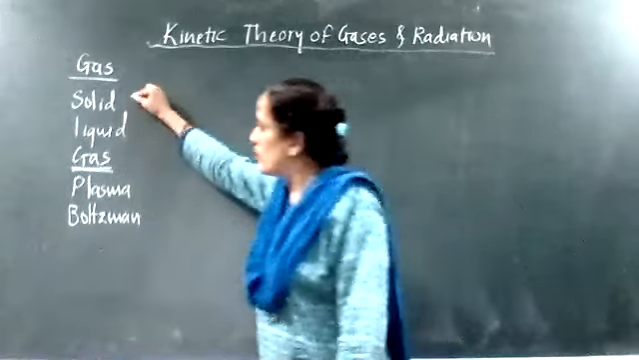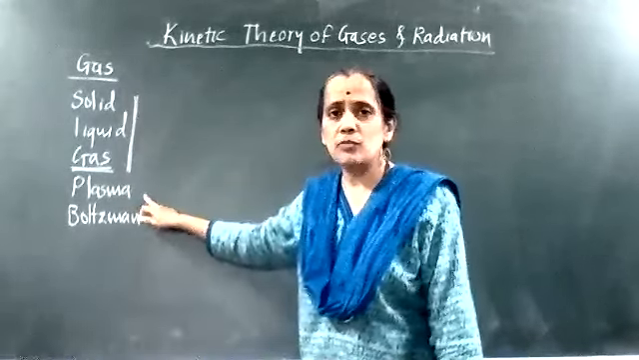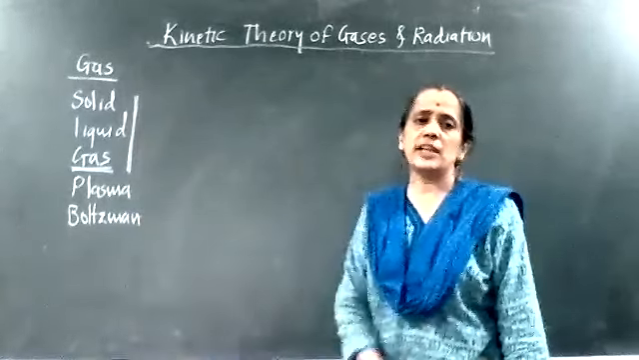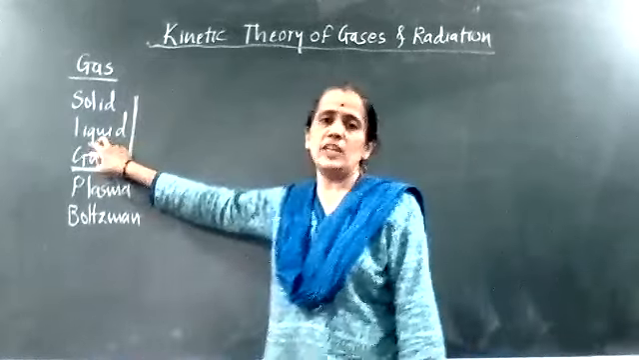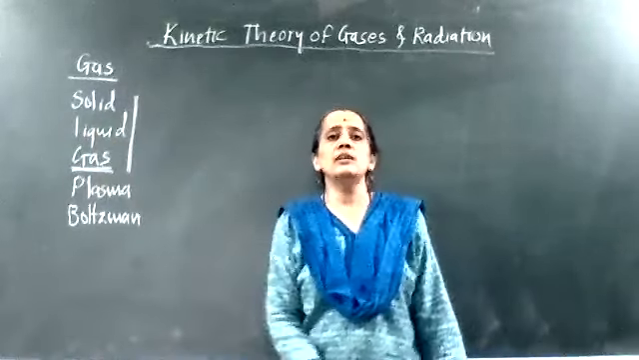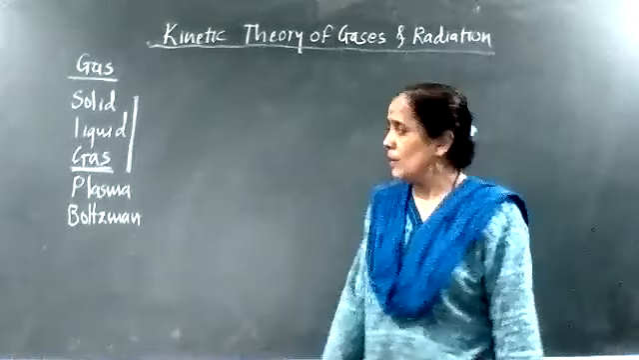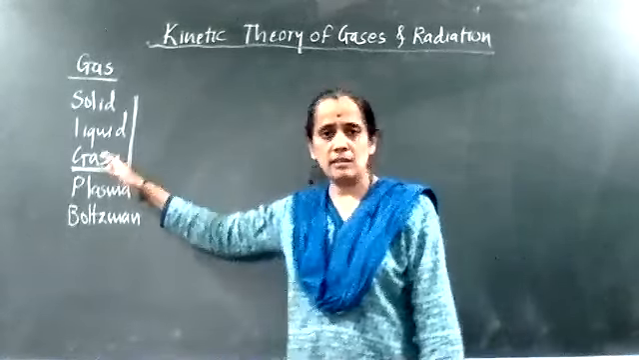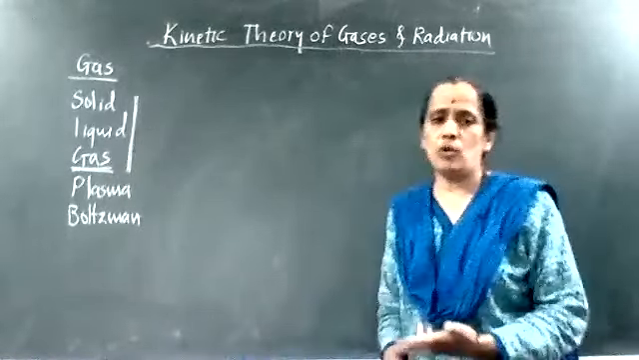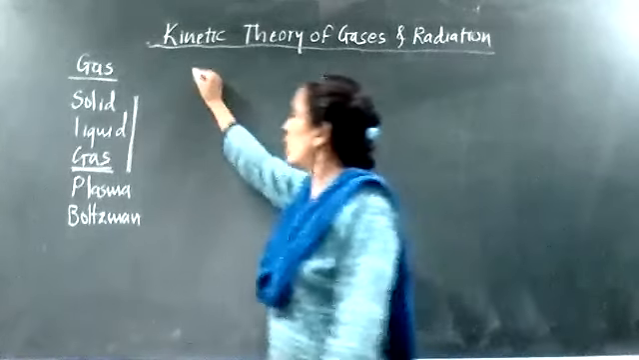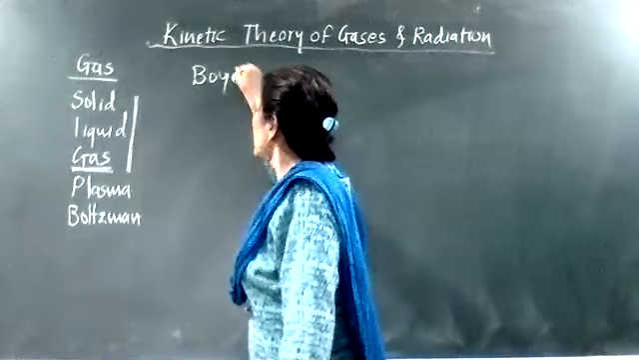Of these, the first three are very familiar. We are less familiar with the fourth state, plasma, and the fifth state, Boltzmann. Right? Now, in this chapter, we are going to concentrate on the third state of matter, which is the gas. Regarding this gas, from 9th standard we have seen different laws. One of the laws we have studied is Boyle's law.